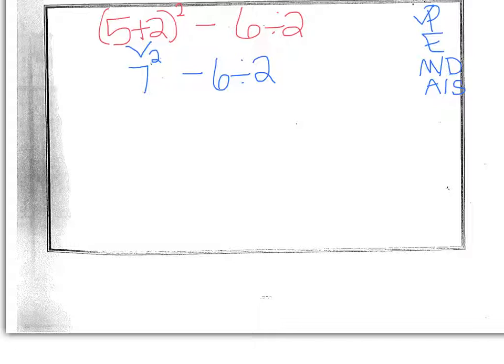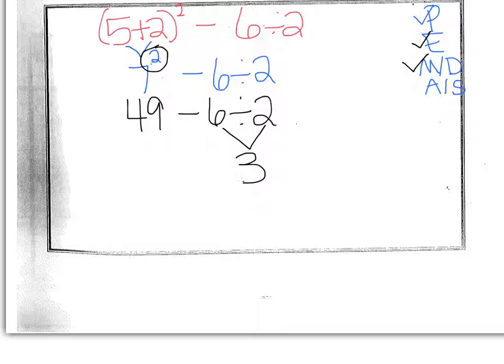Now we're going to move on to E, which is exponents. Right here, you can see that we have an exponent. 7 to the second power, remember that means 7 times 7, which is 49. I'm doing one thing at a time, so now I have 49 minus 6 divided by 2. Okay, I have now completed all the exponents, and I'm going to see if I have any multiplication or division. There's no multiplication, but we do have division. 6 divided by 2 is 3.